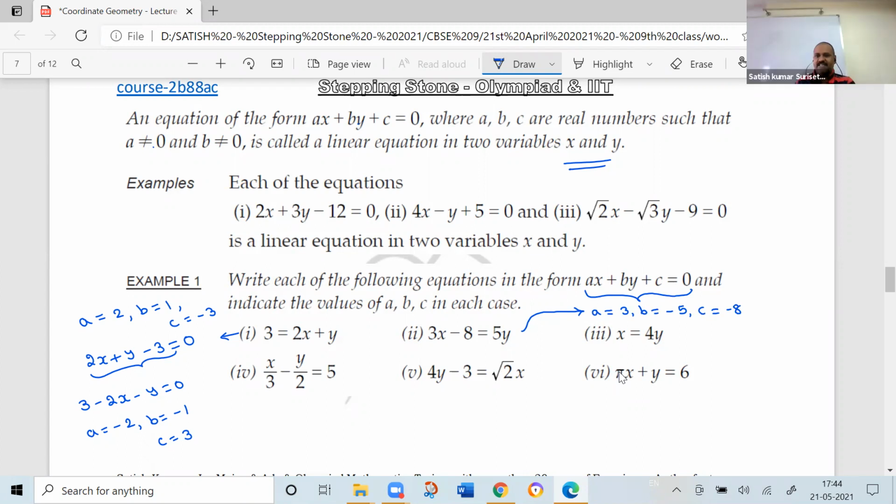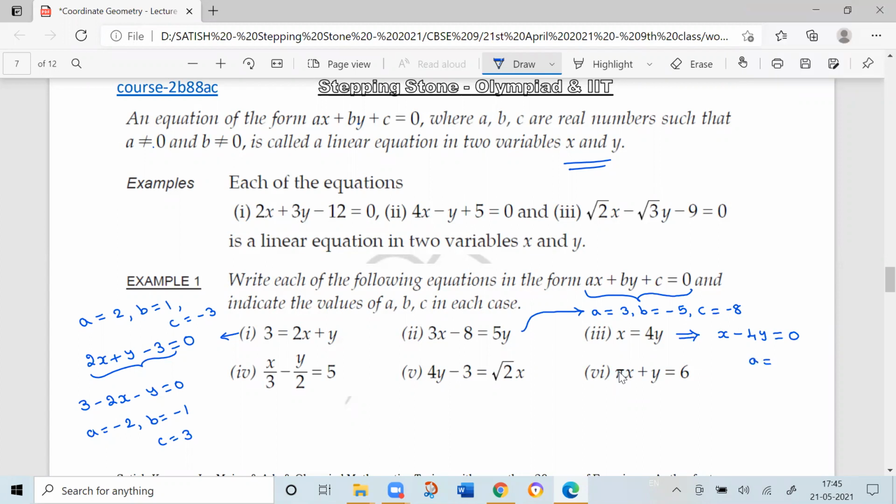Third problem. x equal to 4y. Now, Hitesh, tell me how to write this first. x minus 4y equal to 0. I am taking 4y to the left side. Now, tell me the values of a, b, c now.